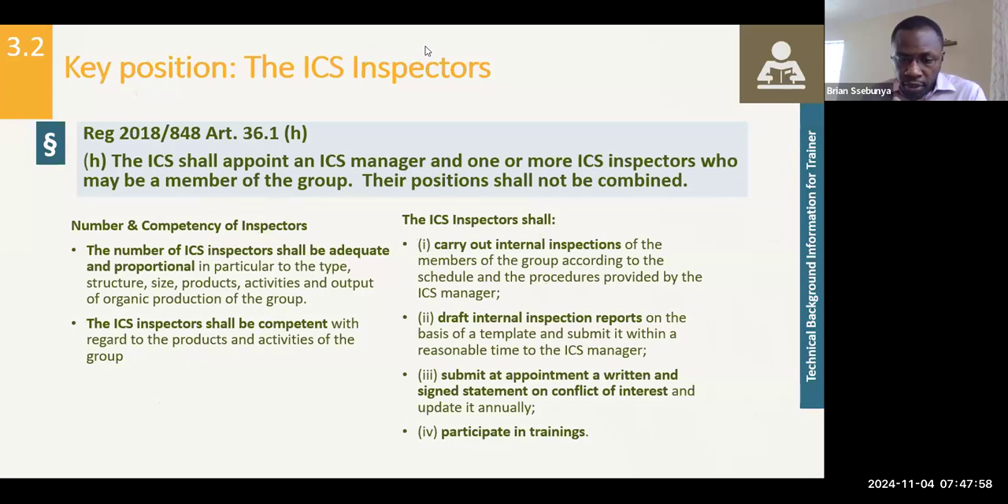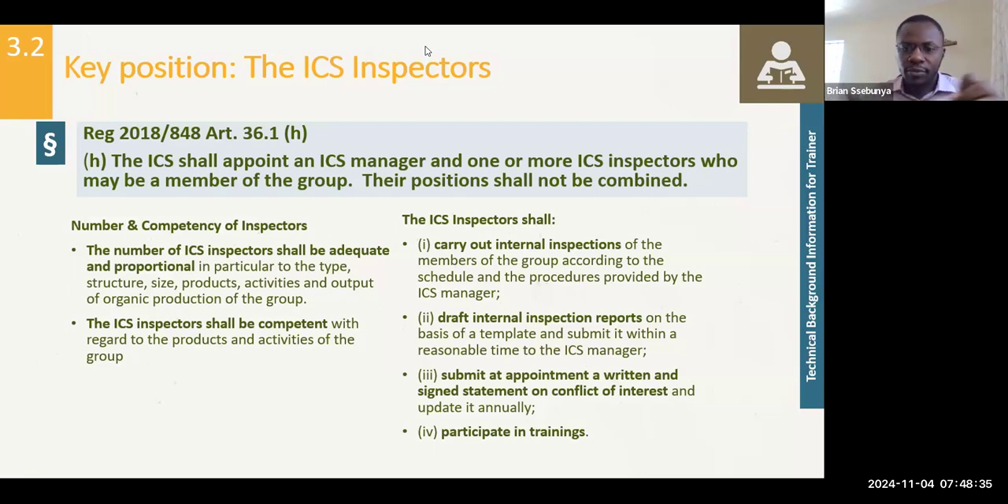So competence to do this: they should carry out internal inspections, they should draft the internal inspection report based on the farmers they visited, and summarize from the template that they're using, and write or sign a conflict of interest declaration every year, and also they should be trained. And for all these as they are written, there has to be evidence. That's something that we need to underline. For everything that is written in the regulation as a responsibility people should do, there has to be evidence.